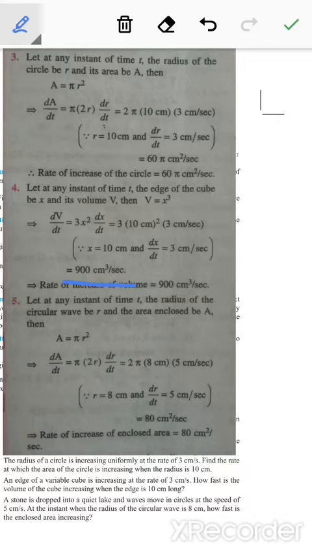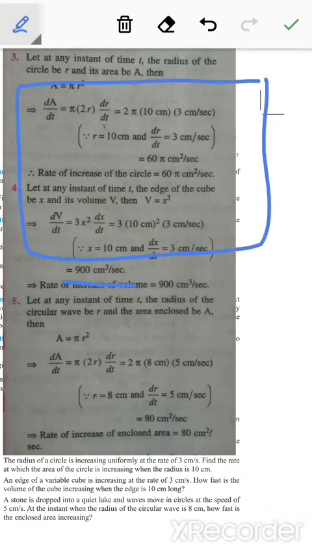So now moving to question number 5. If you see question number 5, this is exactly like example number 3. A stone is dropped into a quiet lake and waves move in circles at the speed of 5 centimeter per second. Suppose this is the lake, and when you throw a stone you will get circles like this, waves in the form of circles, right? In which the radius is increasing considerably. Now at the instant when the radius of the circular wave is 8 centimeter, how fast is the enclosed area increasing?